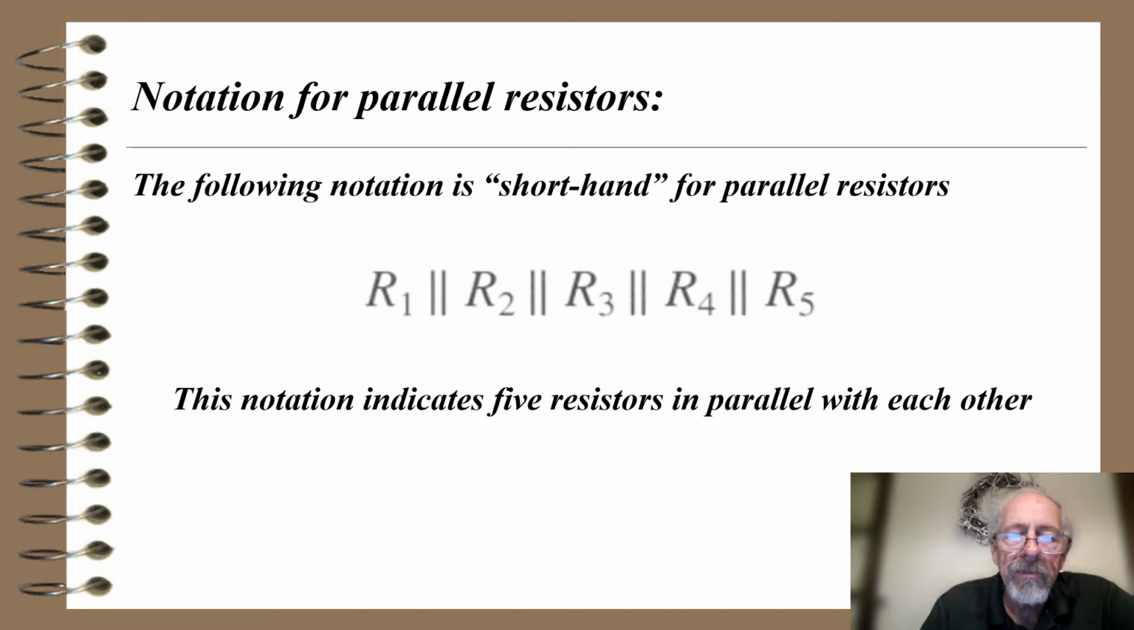Notation for parallel resistors. The following notation is shorthand for parallel resistors. I don't think there is a keyboard symbol for this, which is the parallel symbol. This notation indicates 5 resistors in parallel with each other. Those are resistors R1, R2, R3, R4, and R5.